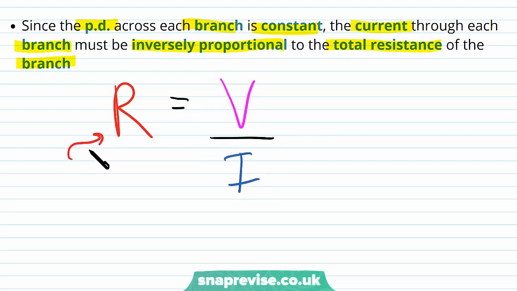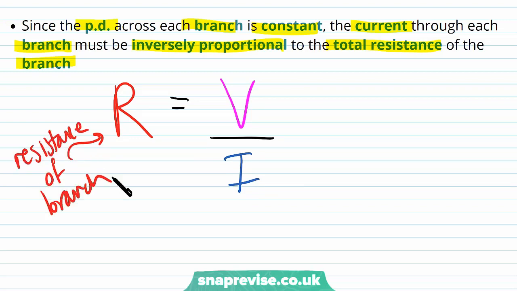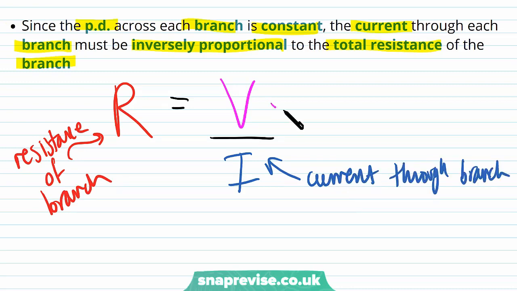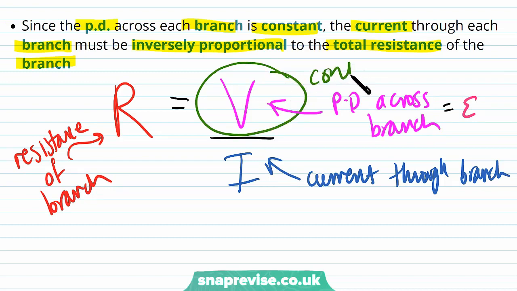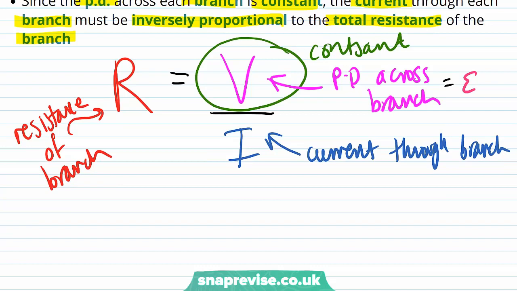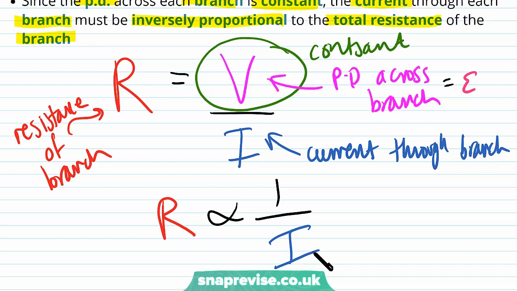So we're saying that R here is the resistance of the whole branch, and the current I is the current through that branch, and then the potential difference V here is the potential difference across the whole branch, which is equal to the EMF. So that's why we're saying that this potential difference across the whole branch is constant. It's equal to the EMF of the cell, and the EMF of the cell doesn't change as current flows through the circuit. So we can therefore say that if the potential difference across the branch is constant, the resistance across the branch is inversely proportional to the current. So R is proportional to 1 over I.